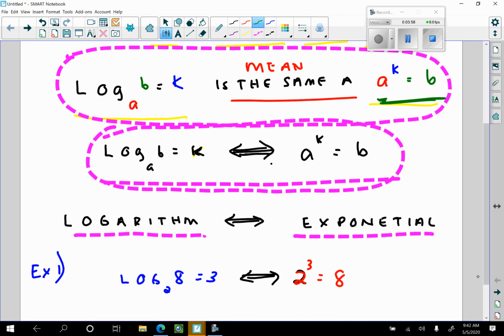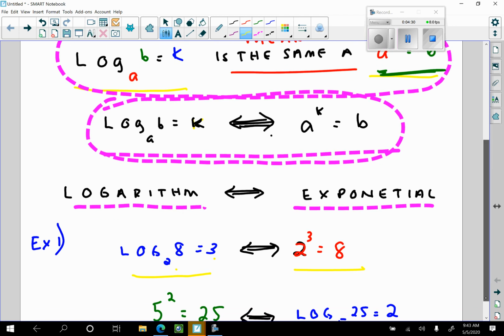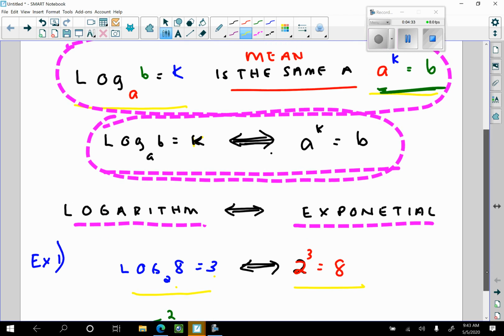So here's my first example. The first thing we're going to start off with is rewriting logarithms in terms of exponential equations, just so we can get a feel of what it means. So if I have log base 2 of 8 is equal to 3, what does that mean? Well, that means 2 to the 3 is 8. 2 cubed is 8, and that's true. 2 cubed does equal 8. So the log base 2 of 8, what does that equal? That is equal to 3. Why? Because 2 cubed is equal to 8.